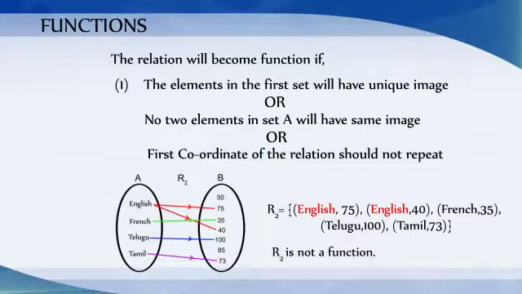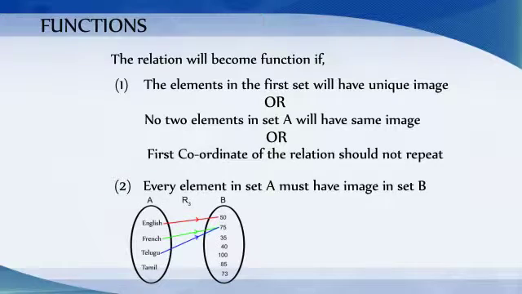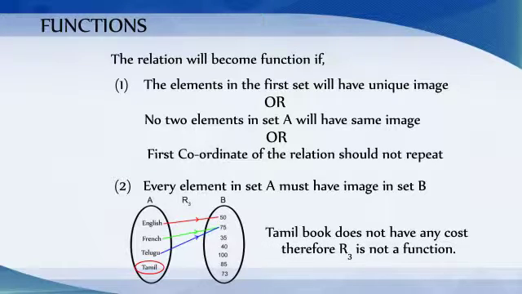Another point for the relation to become a function: every element in set A must have an image in set B. In our example, in the third relation, the Tamil book is not having any cost. Therefore, it is not a function.